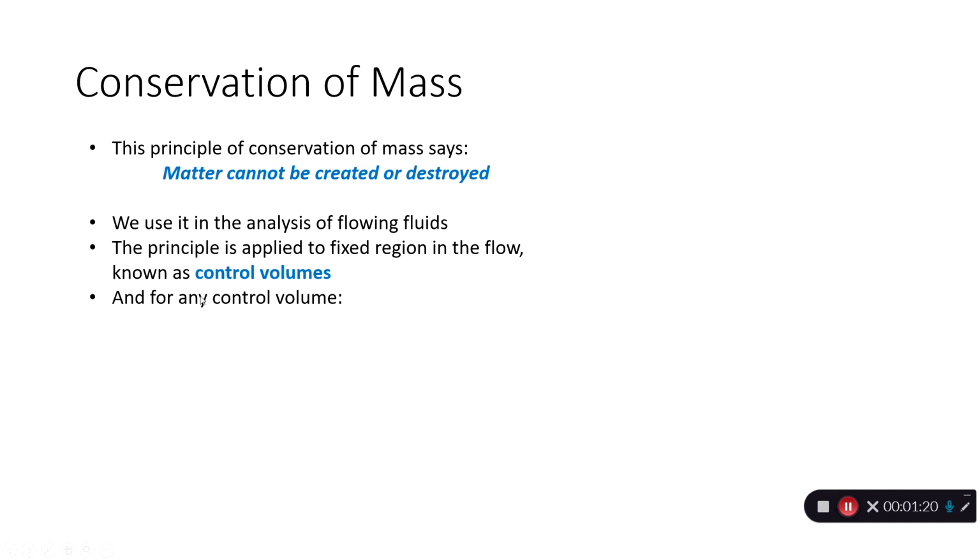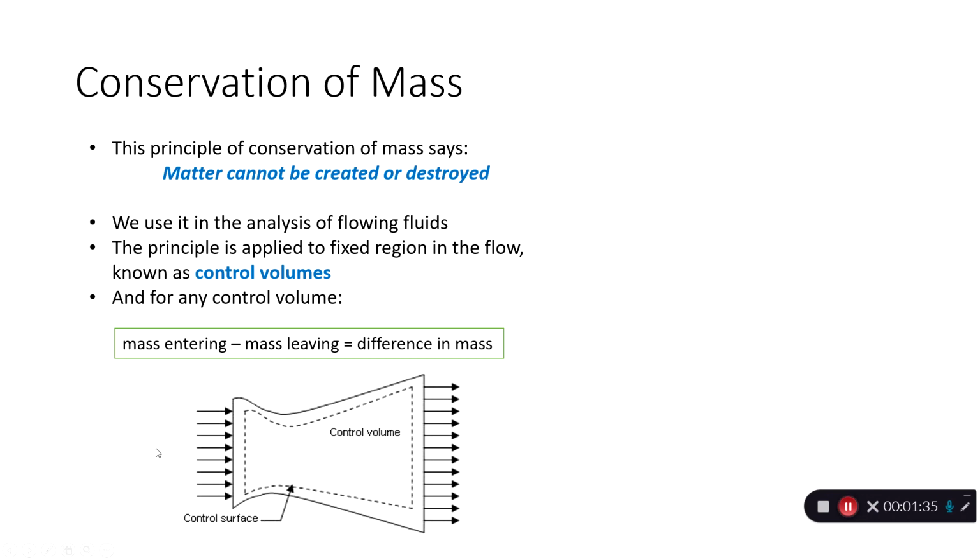So for that particular region in the pipe, the mass entering the region minus the mass leaving the region will be the difference in mass that is left inside the region. Okay, this sounds very simple. So whatever enters the system minus whatever leaves the system will be what stays inside, right?